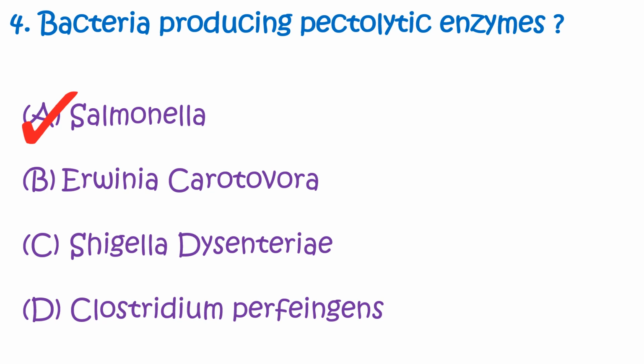The Shigella dysenteriae is a rod-shaped bacteria that causes shigellosis, a disease that includes the symptoms such as diarrhea, fever, and abdominal pain. The Clostridium perfringens is a gram-positive anaerobic spore-forming pathogenic bacteria, which is very common, and it normally causes food poisoning. So here the correct option is Salmonella, which produces proteolytic enzymes.